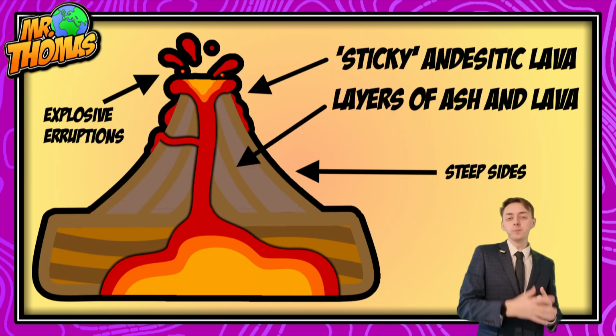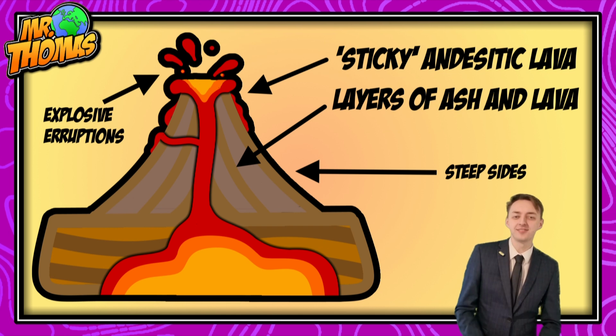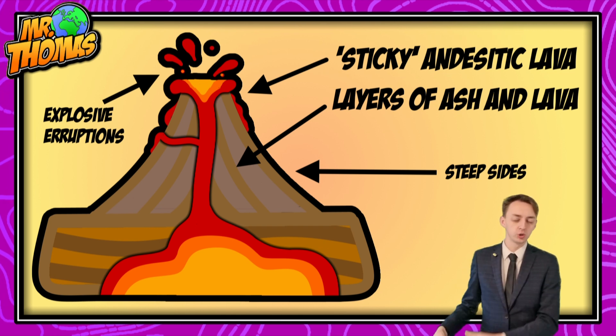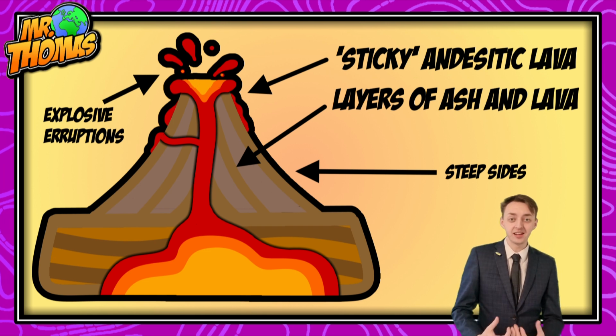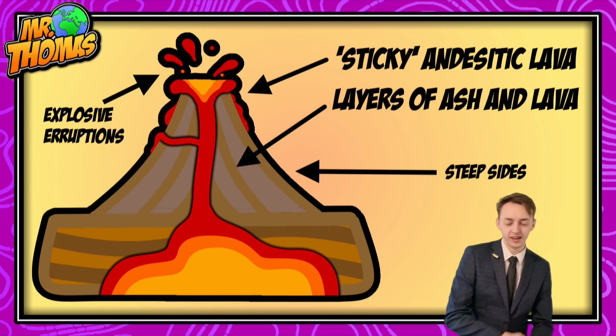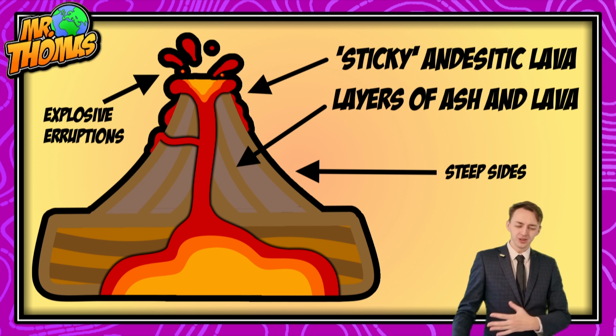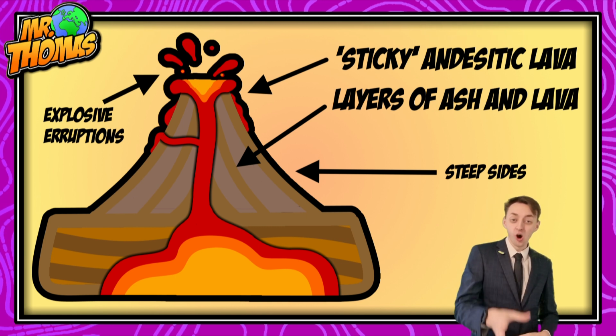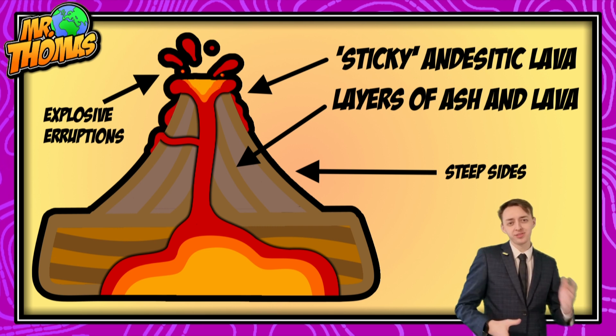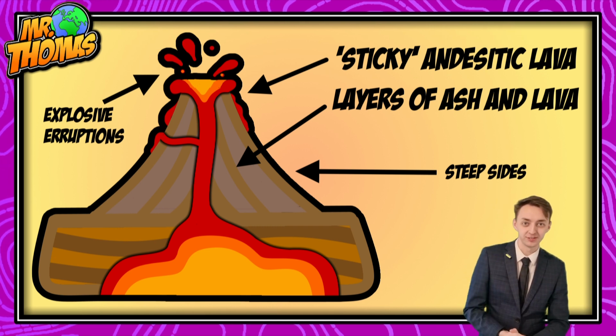Carrying on. Composite volcanoes erupt andesitic lava, meaning that once the lava cools, it's going to form andesitic rocks. This lava tends to be very sticky or very viscous, as we would call it, meaning that it flows a little bit more like honey than it does water. It's also very hot, at about 900 to 1100 degrees Celsius.